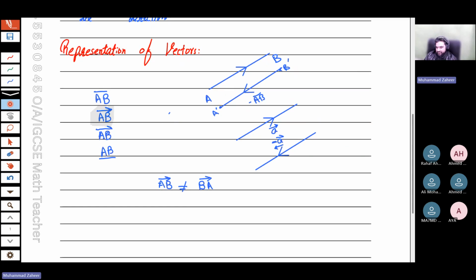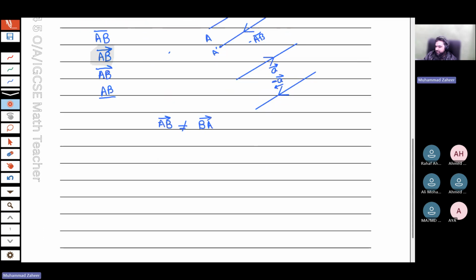Anyone having a question till here? No. In the vector, we have only two things: the one that is the magnitude, and the second that is the direction. Yes, Rahaf Ahmed, Ahmed Muhammad, Ayad Faullah. All clear? All right.